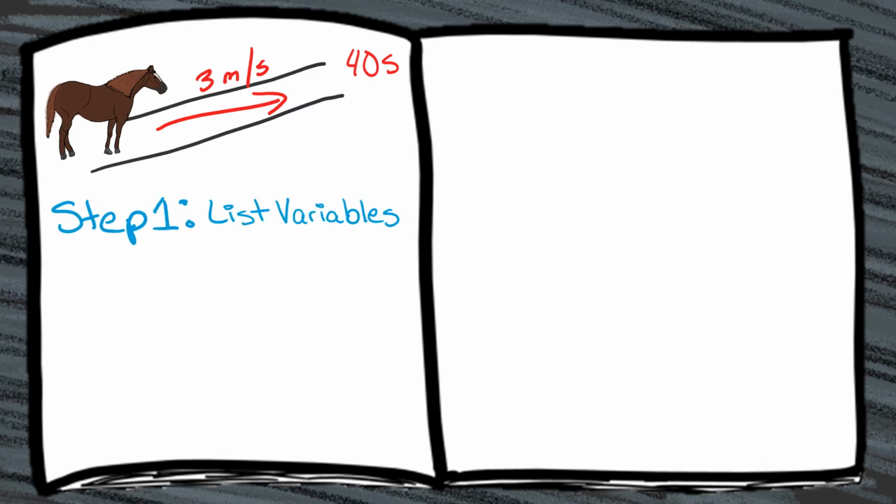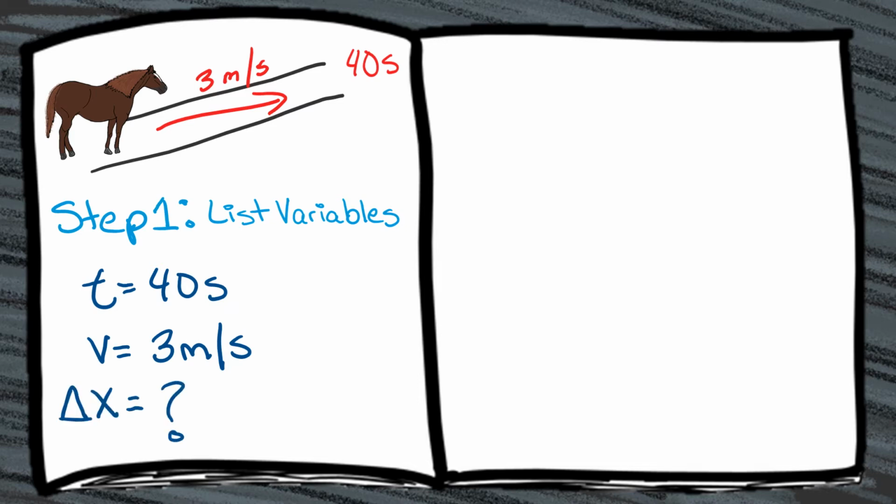That's right, Alex. We first must list out the known and unknown variables, which means that we need to identify what is given in this problem. Now, we're given time, which is 40 seconds, and velocity, which is 3 meters per second. Now, it's asking for how far, meaning we're looking for a change in position. Okay, so what do we do next?